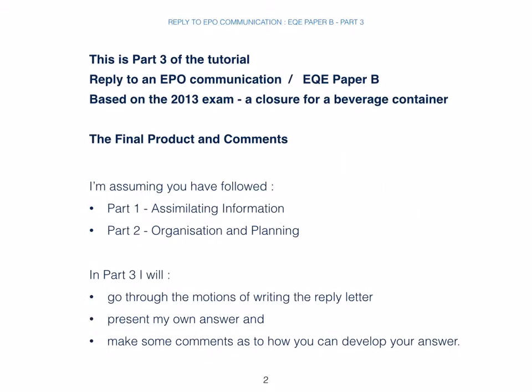So we have part three. The EQE Paper B we're dealing with is a closure for a beverage container. We're going to deal with the final product and comments. I assume that you have already followed the tutorial part one, which was assimilating information, and the tutorial part two, which was organization and planning.